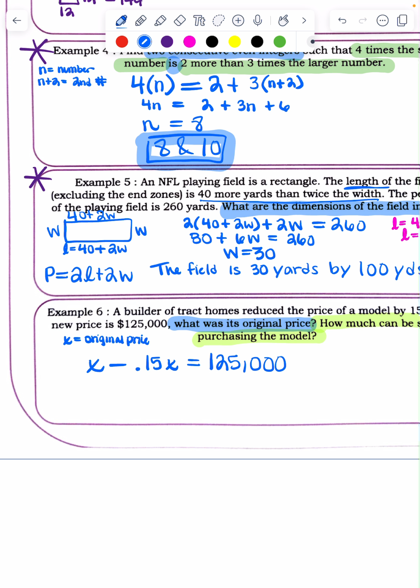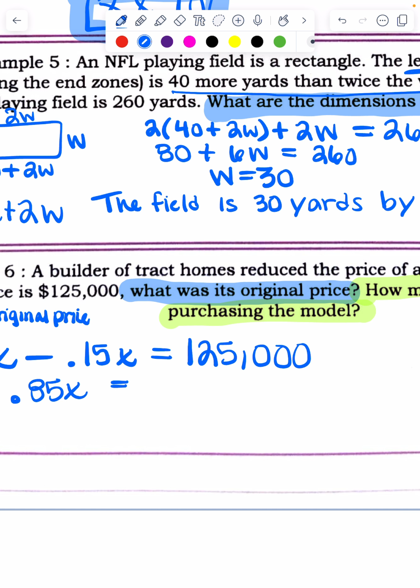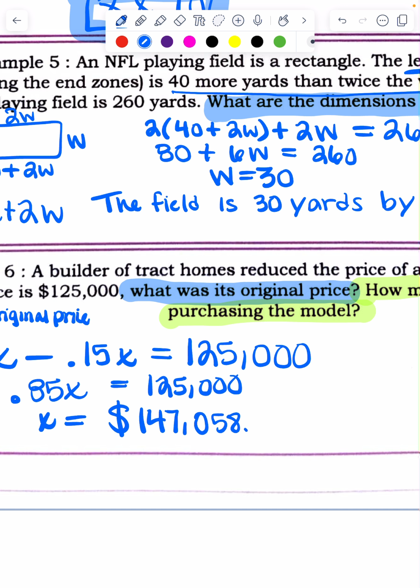We want to find the original price. So 1X minus 0.15X is 0.85X. Sorry, I'm getting a little messy. Equals 125. And then once I have that, I divide both sides by 0.85, and my original asking price, and I'm going to put it in dollars because we're talking dollars, is $147,058, or sorry, $147,058 and then 82 cents.